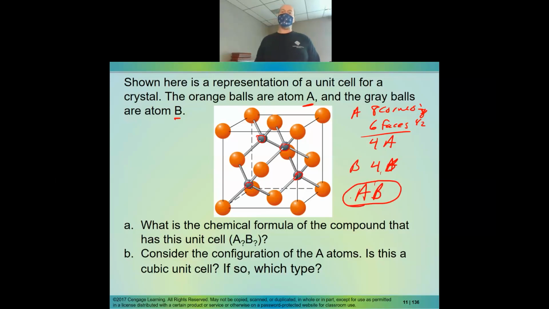All right, so we could say how many atoms of A, or ions of A, are in the compound, or how many orange balls are in the cube. Okay, so there are 4 orange balls in the cube. How many gray balls are in the cube? There are 4 gray balls in the cube. All right, and so what is the simplest formula? Well, that is simply AB.